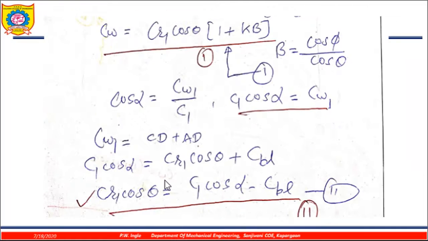So what is CW1 again? C1 cos alpha. So C1 cos alpha equals CD, which is CR1 cos theta, plus CBL. You can refer to the velocity triangle. So CR1 cos theta equals C1 cos alpha minus CBL. This is equation number 2.